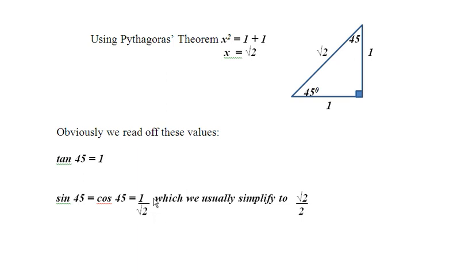And again, when we rationalize the denominator of this, we put root 2 over root 2, which produces root 2 over 2. Again, learn this triangle so that we can know these values whenever we use them.